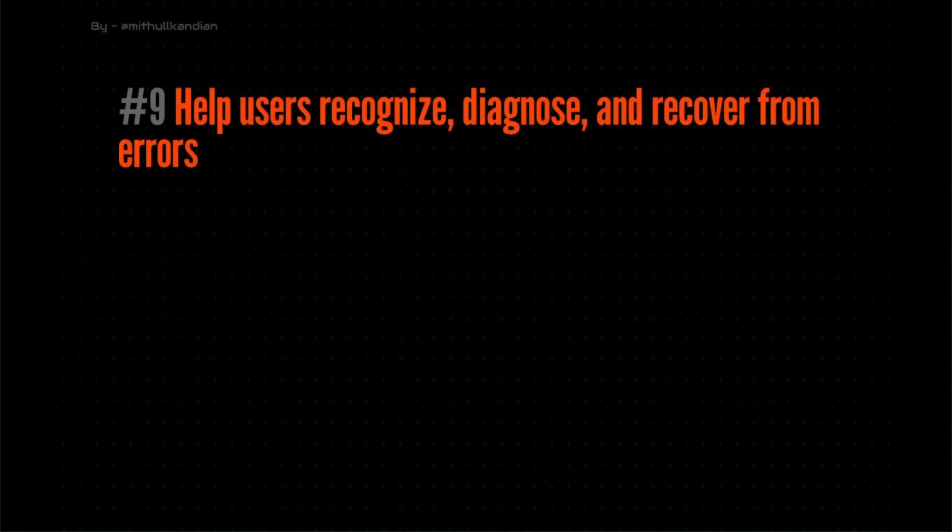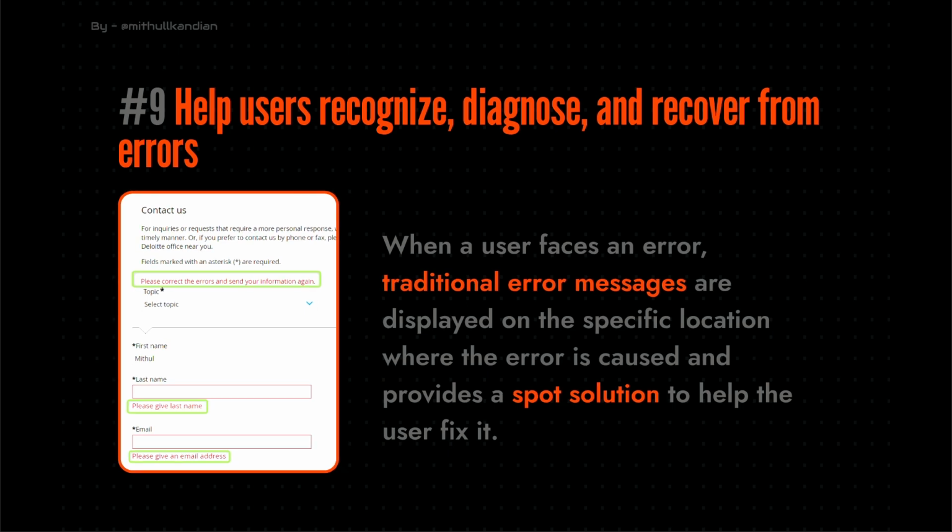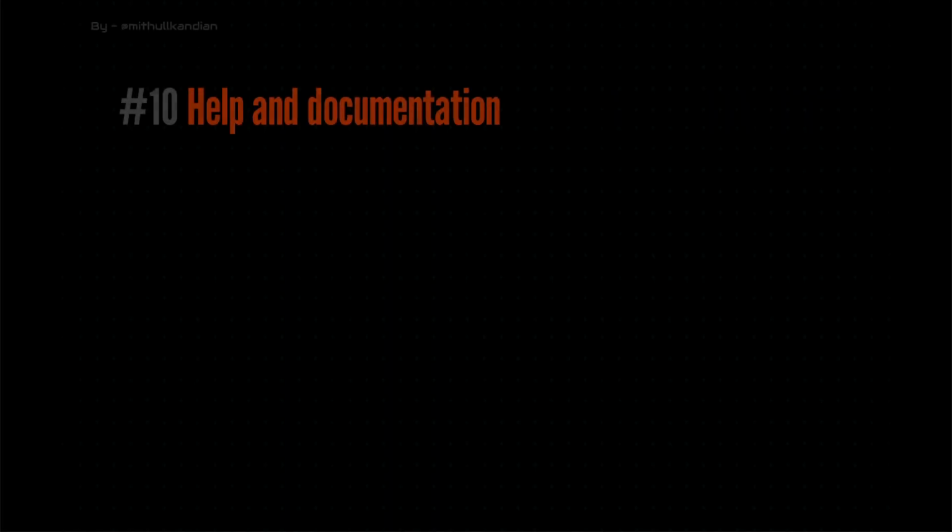Number 9. Help users recognize, diagnose, and recover from errors. Error messages should be expressed in plain language. No error codes, precisely indicate the problem, and constructively suggest a solution. When a user faces an error, traditional error messages are displayed on the specific location where the error is caused and provide a spot solution to help them. Number 10.